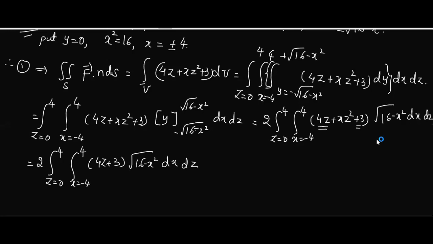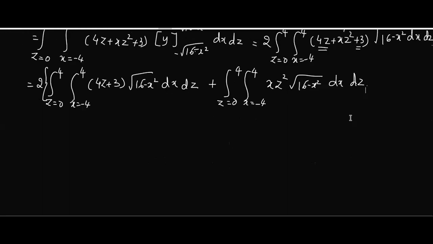What is my next term is with plus integration. So here I'll take a common bracket so that it is for both. Z varying from 0 to 4, x varying from minus 4 to plus 4. Can you tell me what will get that term? Isn't it xz square into that? Xz square into root of 16 minus x square dx dz.